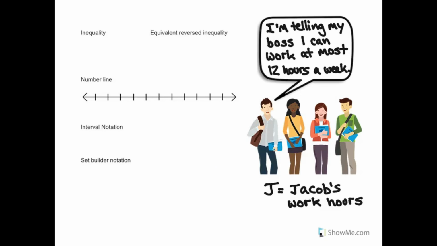Jacob is going to tell his boss he can work at most 12 hours a week. So if J stands for Jacob's work hours and 12 is the most work hours, his work hours are going to be less than 12 or equal to 12. If I reverse that, I want to keep the pointy end towards J. So 12 is greater than or equal to J.